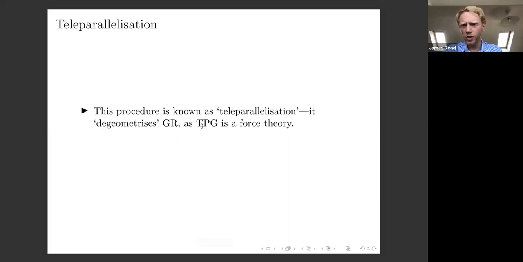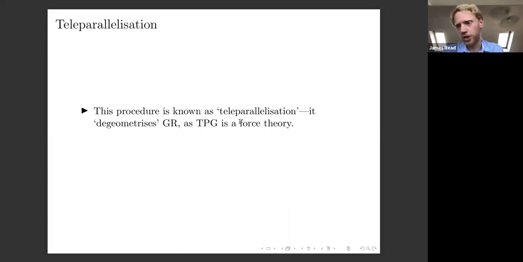Okay, so this procedure where you write down the tetrads, you construct the Weitzenbock derivative operator, and then write down your teleparallel theory is a procedure known as teleparallelization. To my knowledge, it was also first considered by Einstein in the 20s. I know that Dennis Lehmkuhl is doing some work on the history of this.